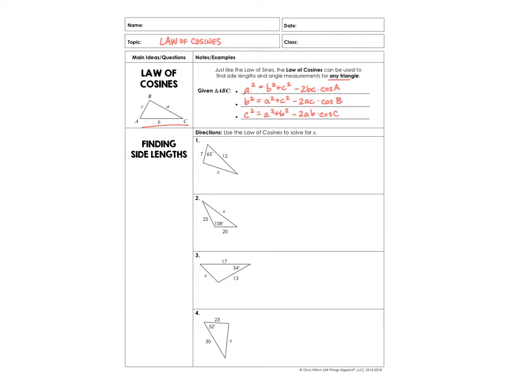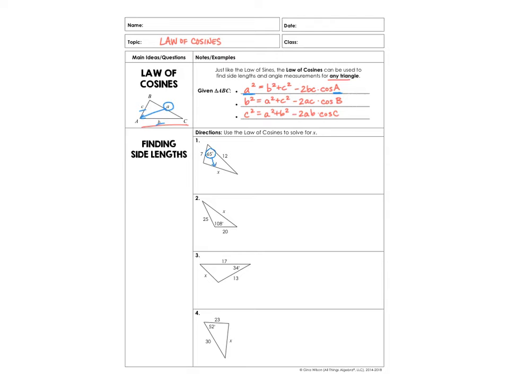If we're trying to find A squared, or A, that's also the angle that we're given, and that's going to be the angle measure that we're given. Everything else is the other two sides, and it really doesn't matter which order you go in. You just got to make sure that A and A go together, and then everything else is the other two sides.